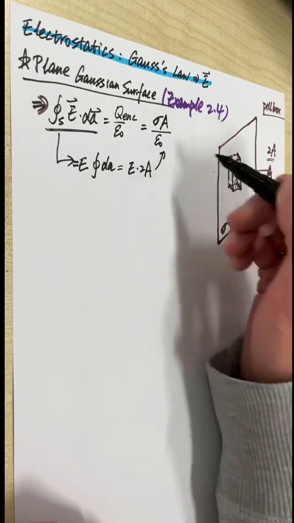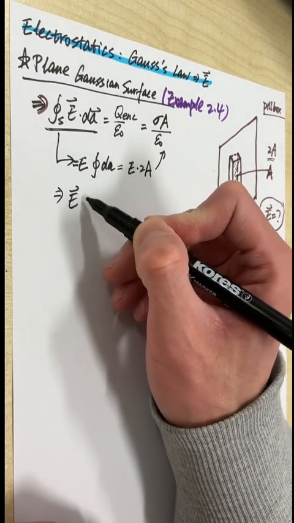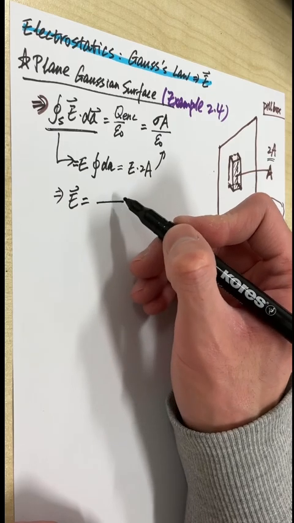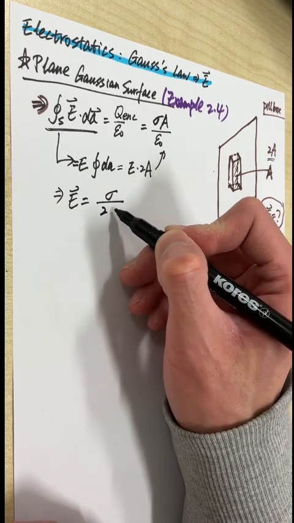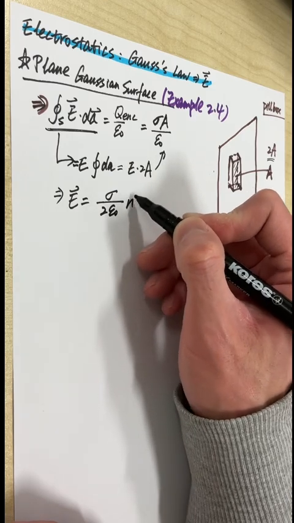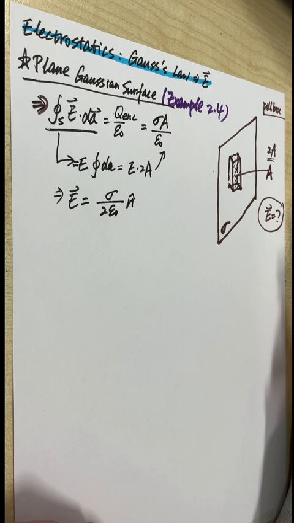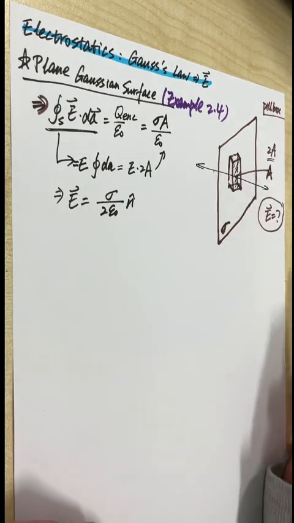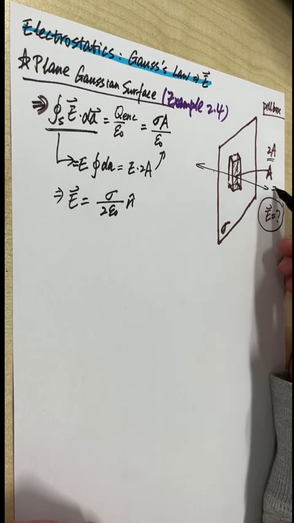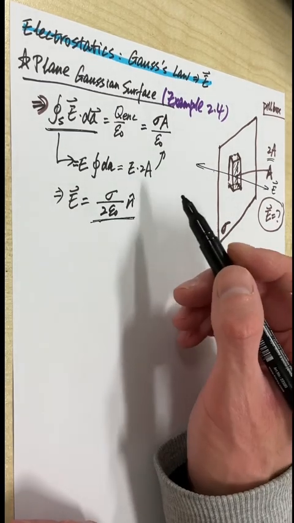So now in summary, I have E equals sigma divided by 2 epsilon 0, and the direction is perpendicular to the surface, like this, right? So that's the electrical field.